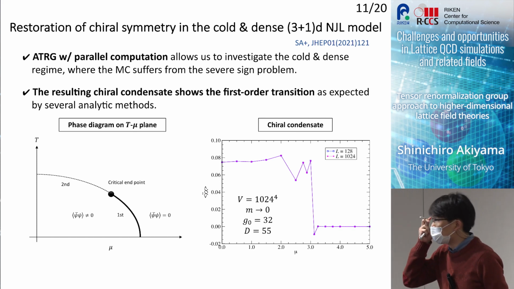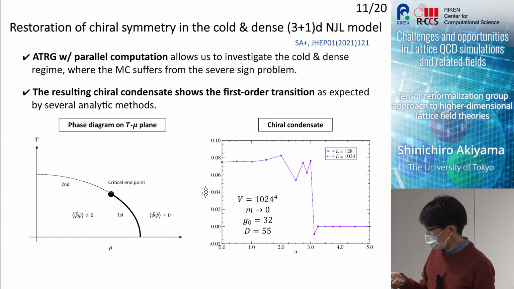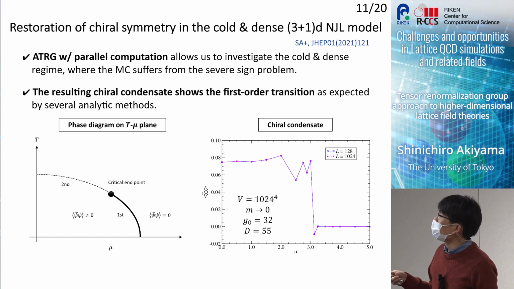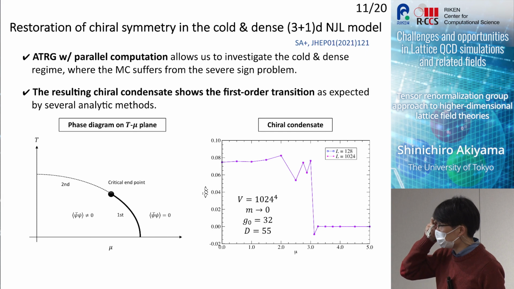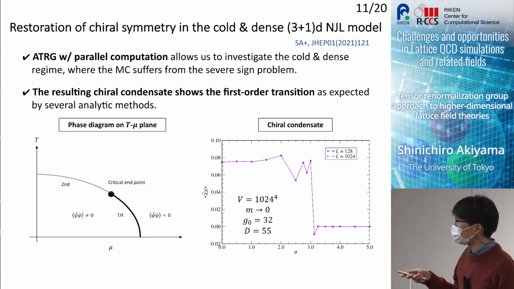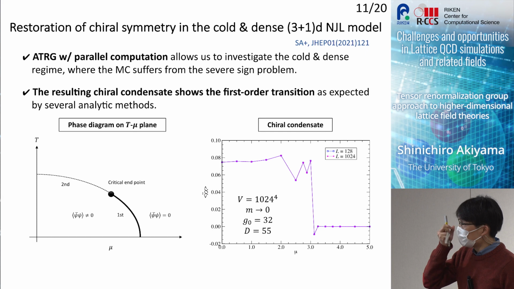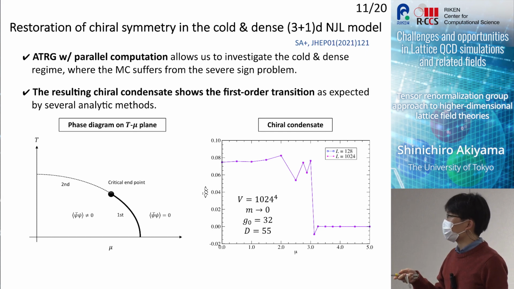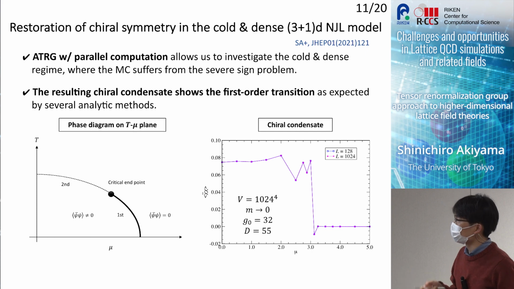One is the ATRG calculation of the cold and dense 3+1 dimensional Nambu–Jona-Lasinio model at finite density. And we implemented the ATRG algorithm with parallel computation. And thanks to this, we can enlarge the bond dimension also in this 4-dimensional calculation.